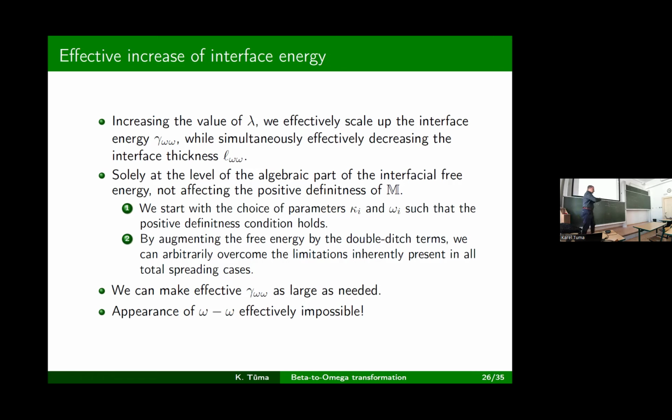Of course, by adding the double ditch term into the interface energy, if lambda is too big, for example, 1 million, it is not computable. So it has to be reasonable, but the experiments show that 100 is enough.